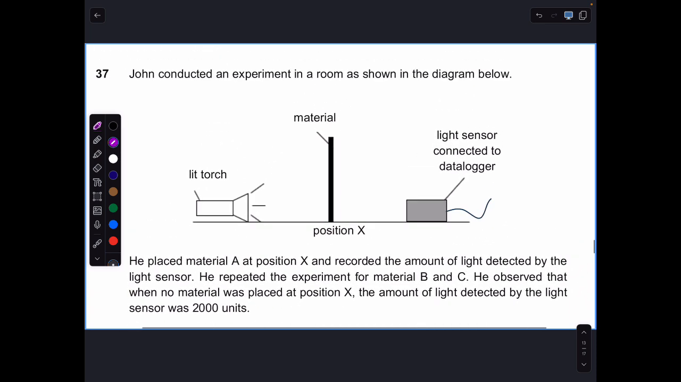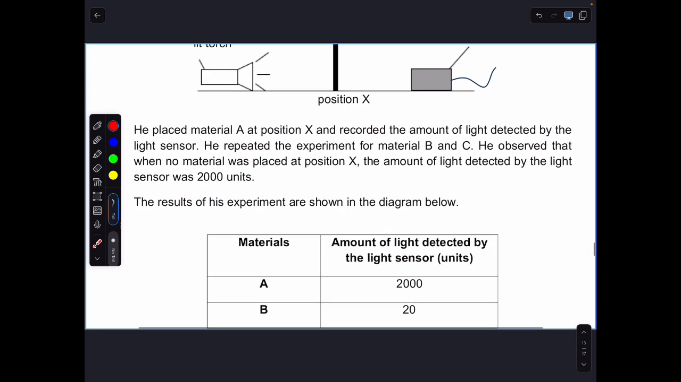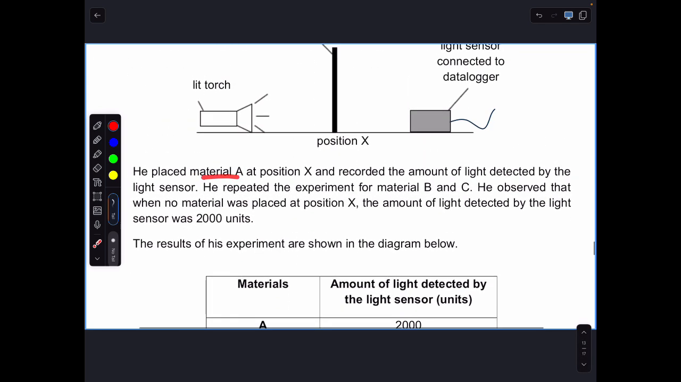This question. John conducted an experiment in the room in the diagram. He placed material A at position X and recorded the amount of light detected by the light sensor. He repeated the experiment for material B and C. He observed that when no material was placed at position X, the amount of light detected was 2000 units.